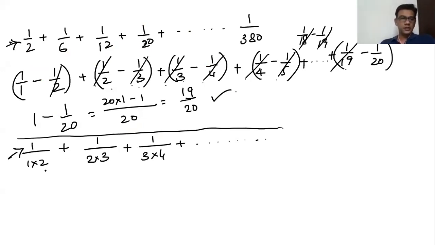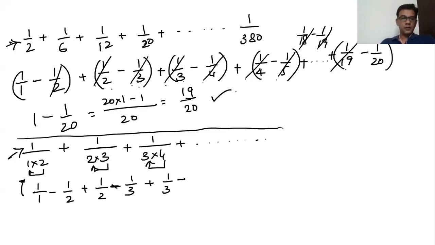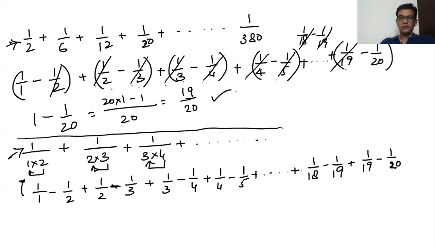So how do I simplify this? I realize that the denominator difference here is 1, which is the same as the numerator everywhere. So I'll write this as 1 by 1 minus 1 by 2. Then 1 by 2 minus 1 by 3, then 1 by 3 minus 1 by 4. And I'll keep writing this till I reach 1 by 18 minus 1 by 19 and 1 by 19 minus 1 by 20. So I have reached the last one, which is 380.